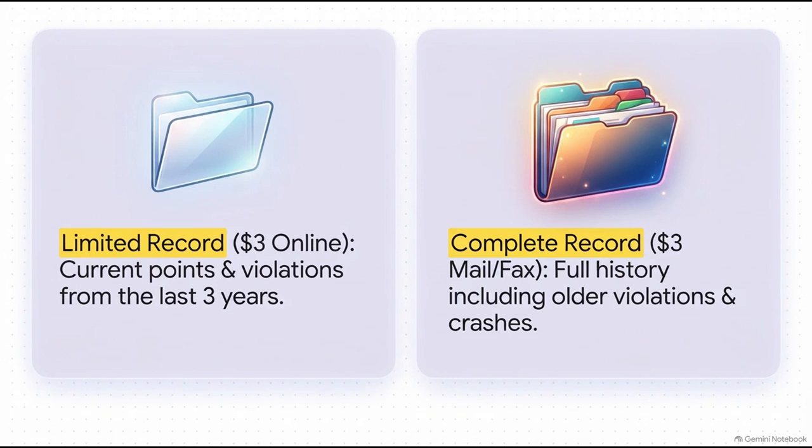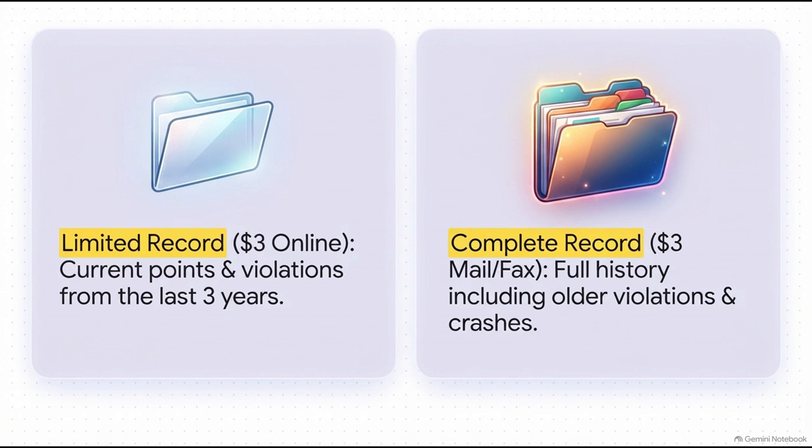Another issue we see pop up a lot is drivers needing to see their actual driving history, not just their current status. Now, the NDDOT offers 2 distinct types of records. First, there's the limited record. You can buy this one online for $3, but it only shows your current points and violations from the last 3 years. It actually redacts older information and crash data.